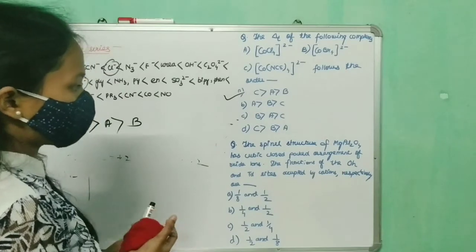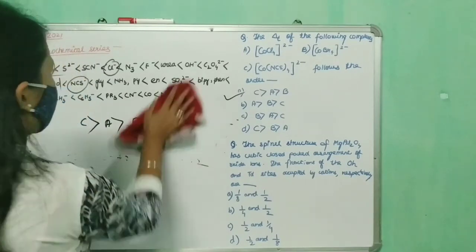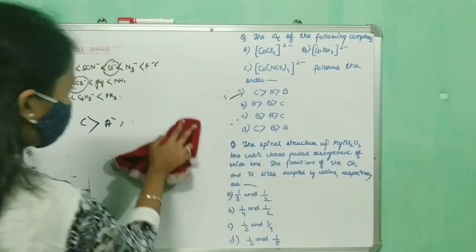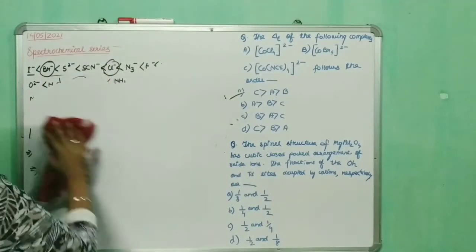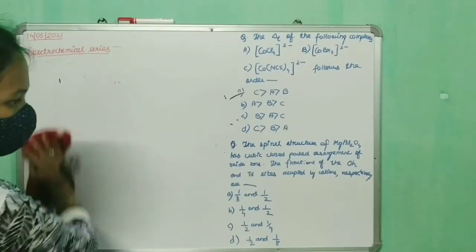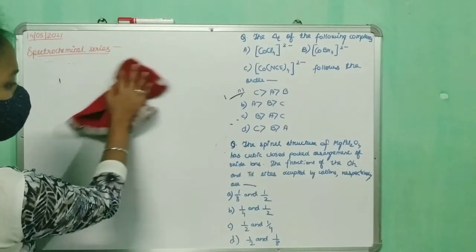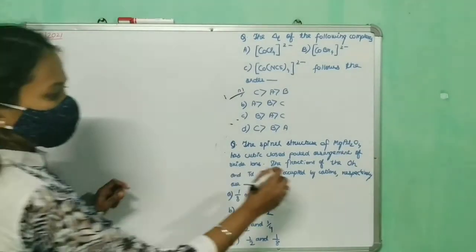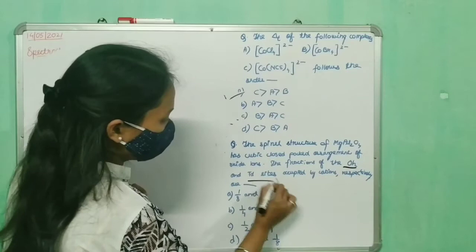Here the question is about the spinel structure. One spinel is given, magnesium MgAl2O4, which has a cubic close packed arrangement of oxide ions. The fractions of the octahedral and tetrahedral sites occupied by cations, respectively, are asked.